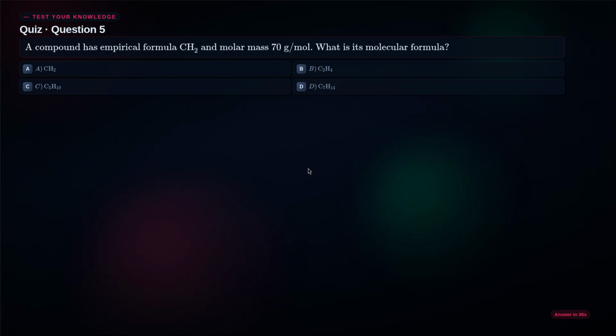Quiz 5. Question. Which scientist first proposed that equal volumes of gases at the same temperature and pressure contain equal numbers of particles? Option A, John Dalton. Option B, Amedeo Avogadro. Option C, Wilhelm Ostwald. Option D, Jean Perrin.